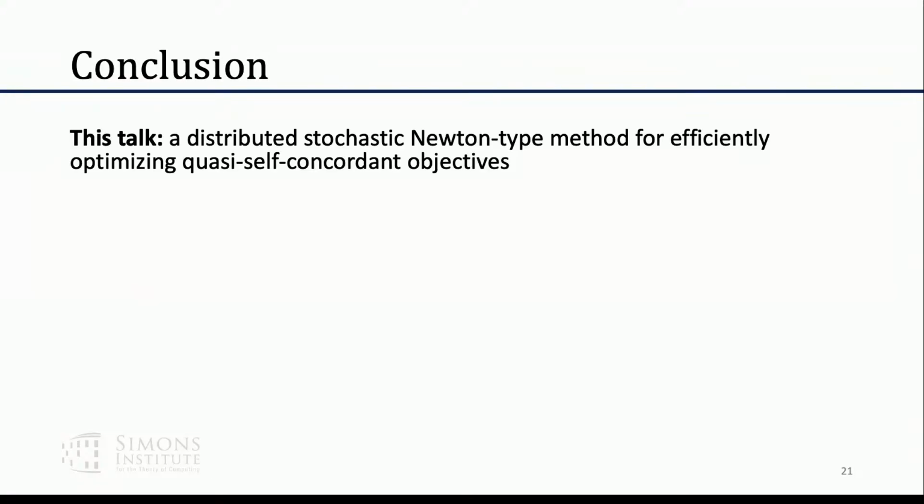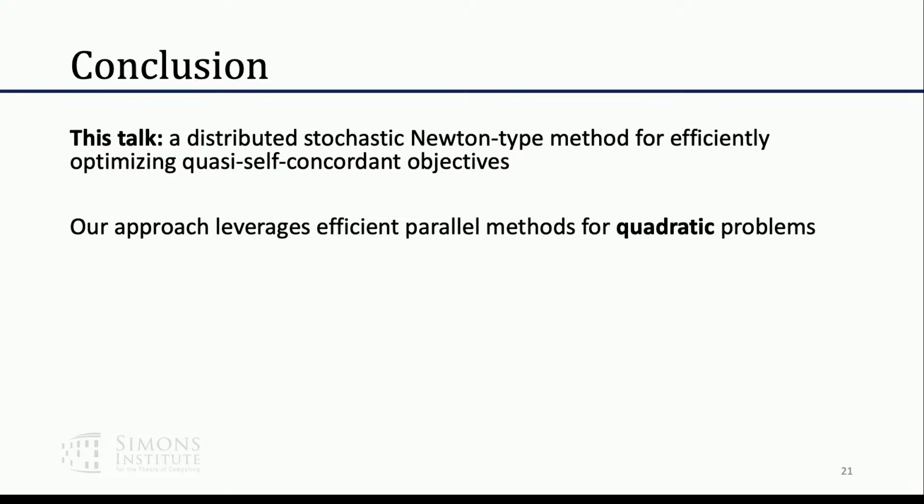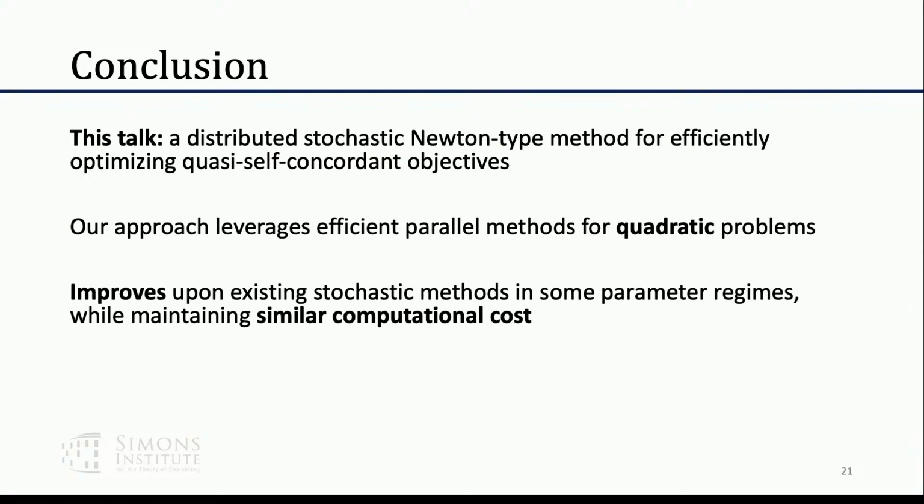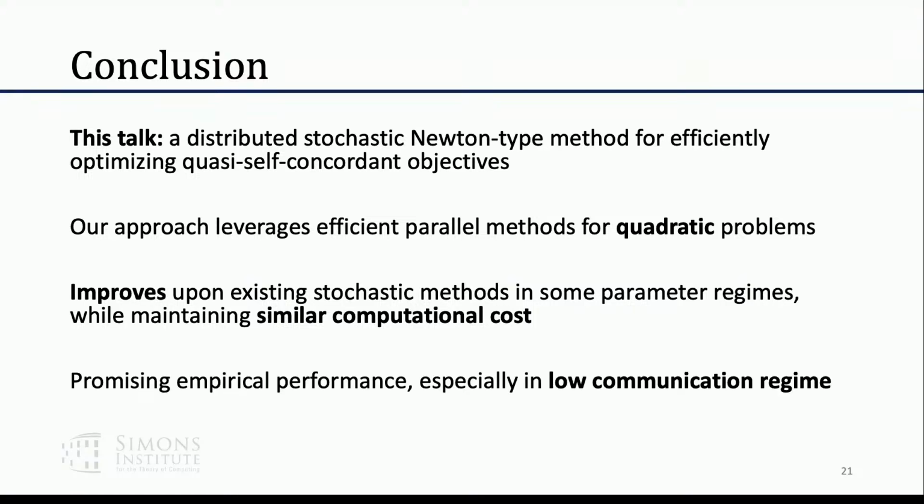So in conclusion, we've seen in this talk a distributed stochastic Newton type method for optimizing QSC objectives. At the heart of our method is leveraging the nice quadratic structure of the subproblem, which can be used by certain parallel methods. We get some improvements both empirically and in terms of convergence guarantees over previous first-order methods, while maintaining a similar computational cost. And again, empirically, we see our improvements most pronounced in the low communication regime. Thank you.